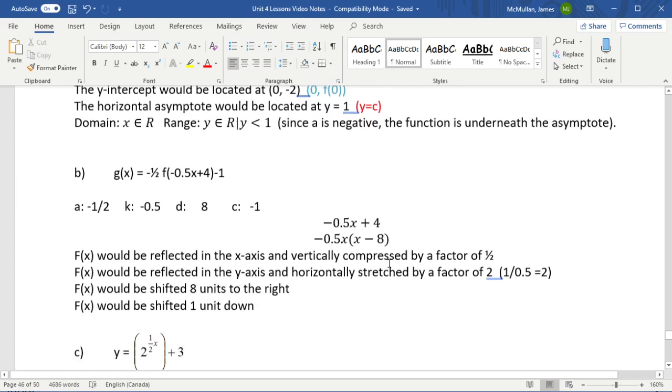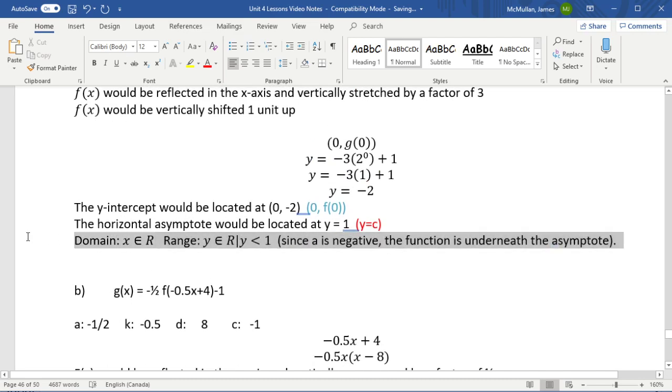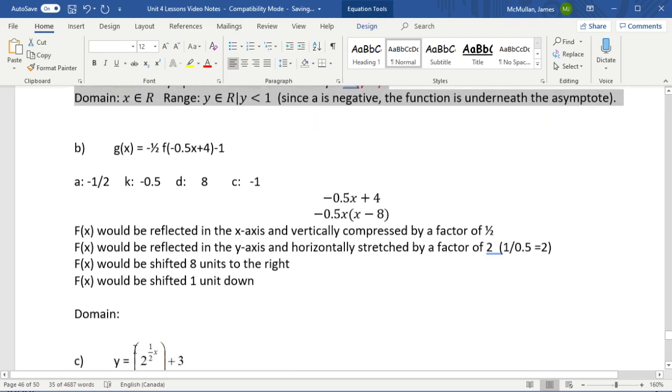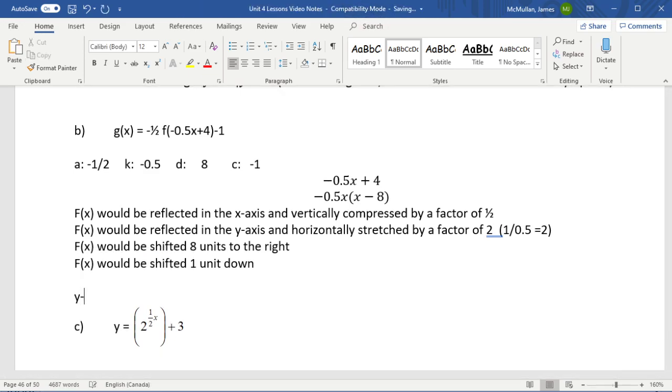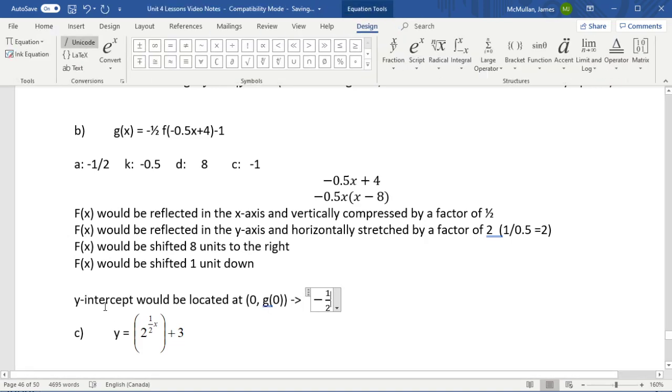Again, its domain, range, and asymptote. Quickly, its domain is, let's just copy it. Okay, never mind. We'll type it out. Okay, so the y-intercept would be located at (0, f of 0), or g of 0, I guess I should say. In our case, where would that be? So if we sub in 0 here, we get negative 1/2 times 2 to the power of negative 0.5 bracket 0 minus 8 bracket bracket, and then all of that take away 1.